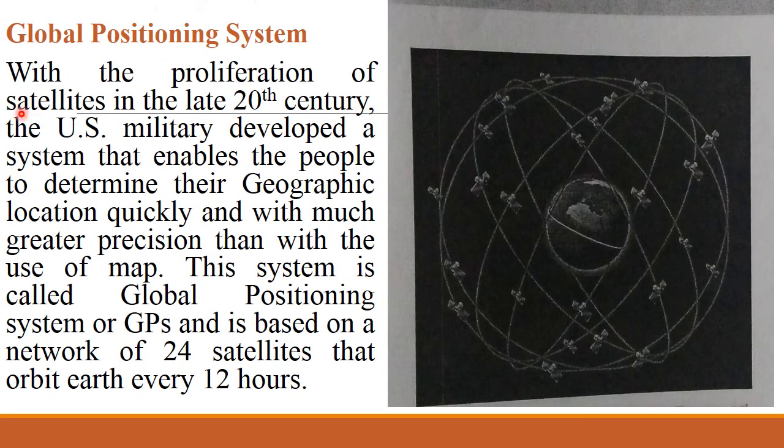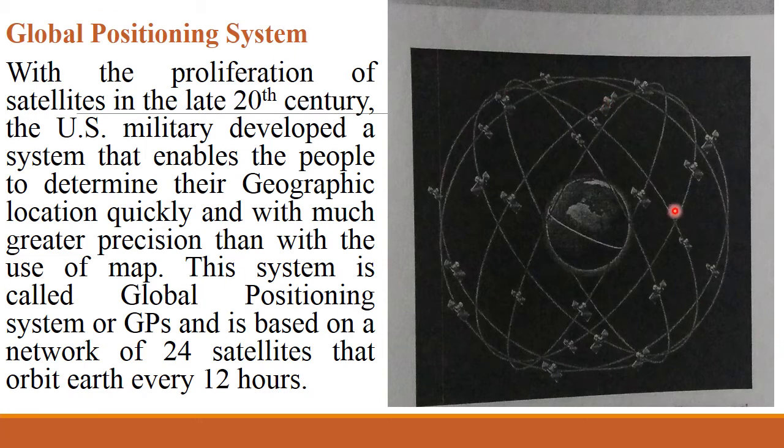Global Positioning System. With the proliferation of satellites in the late 20th century, the US military developed a system that enables people to determine their geographic location quickly and with much greater precision than with the use of a map. This system is called Global Positioning System, or GPS, and it is based on a network of 24 satellites that orbit Earth every 12 hours.